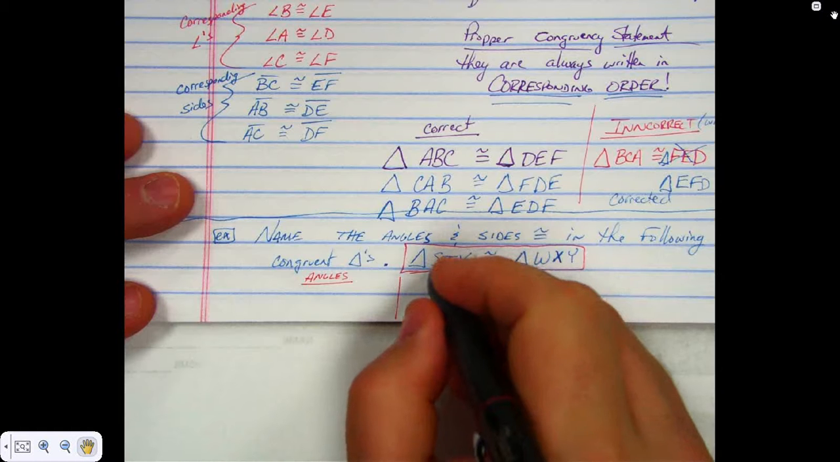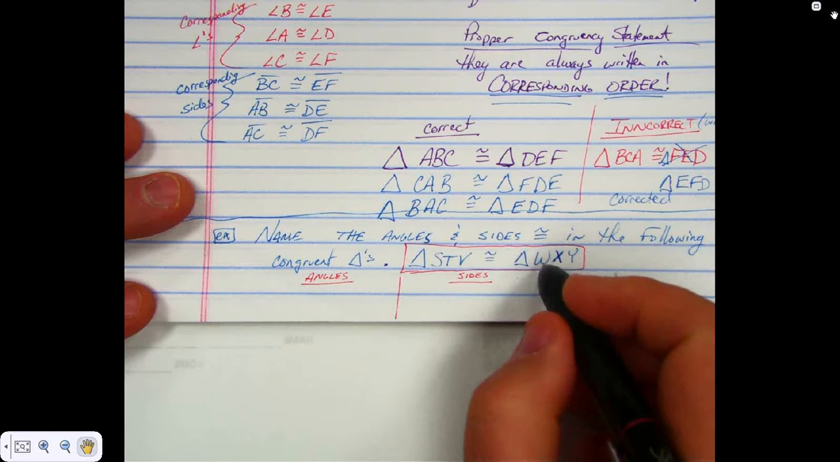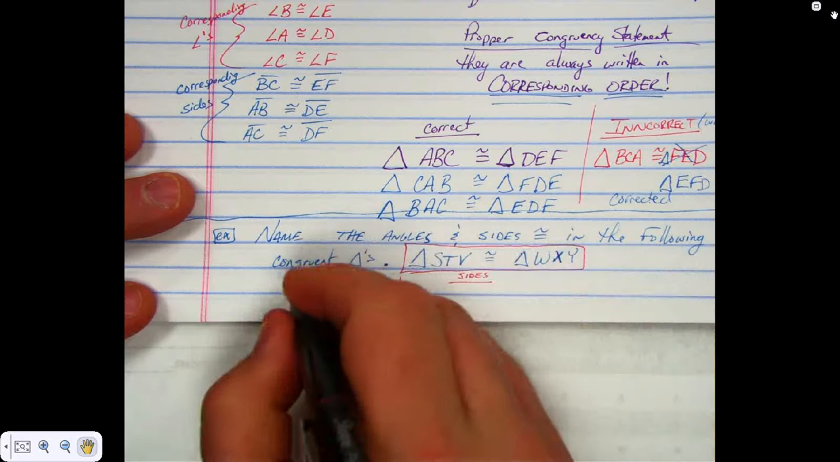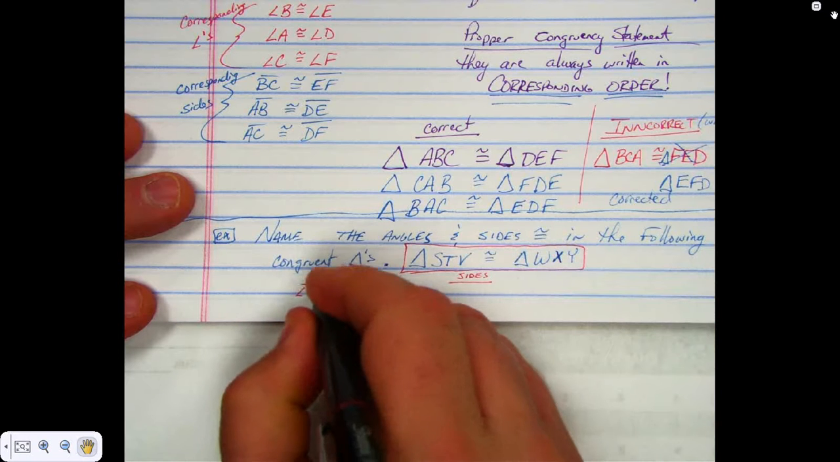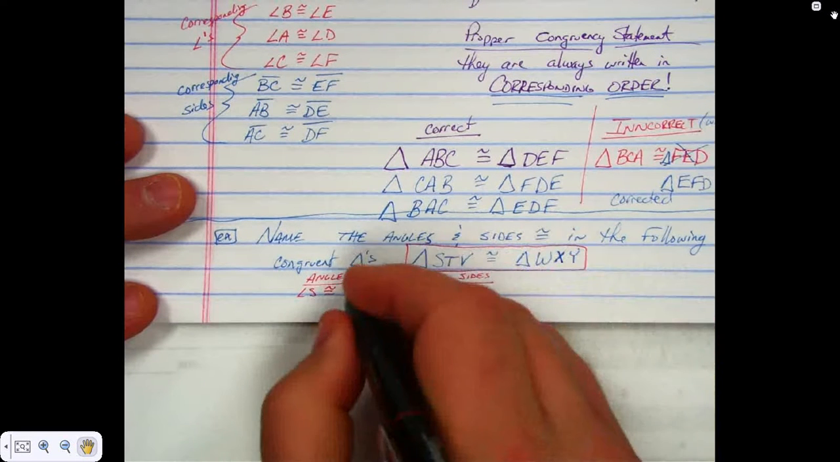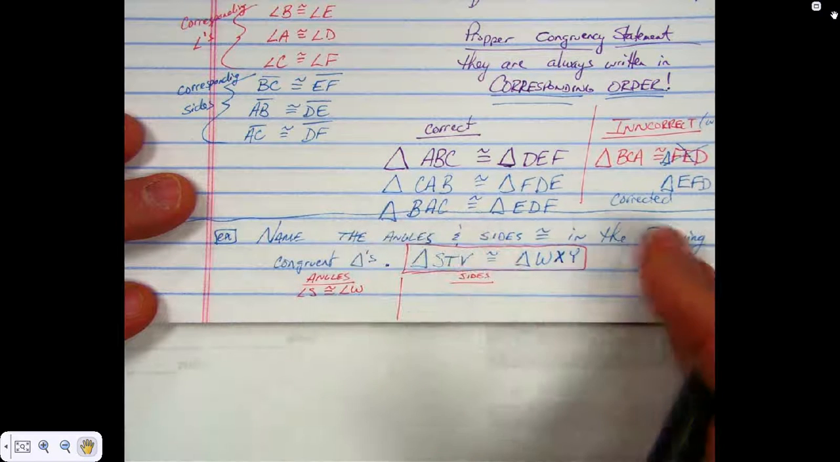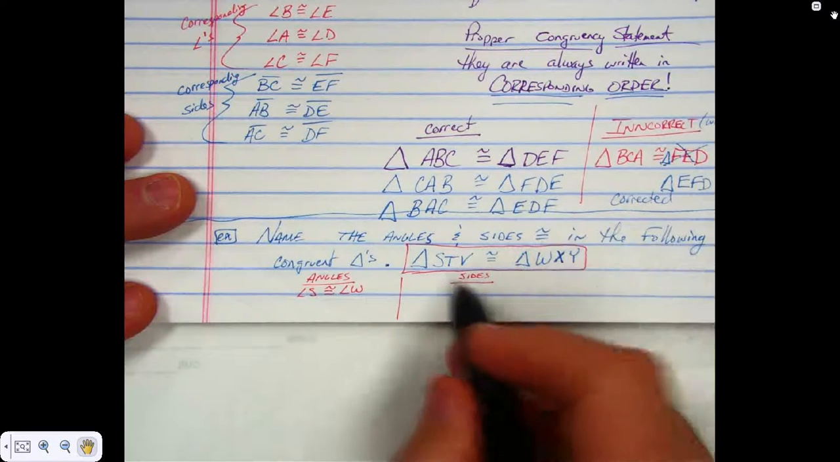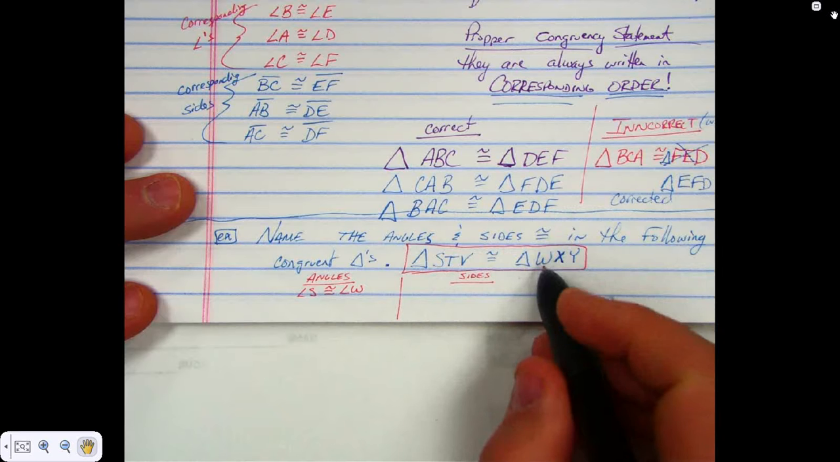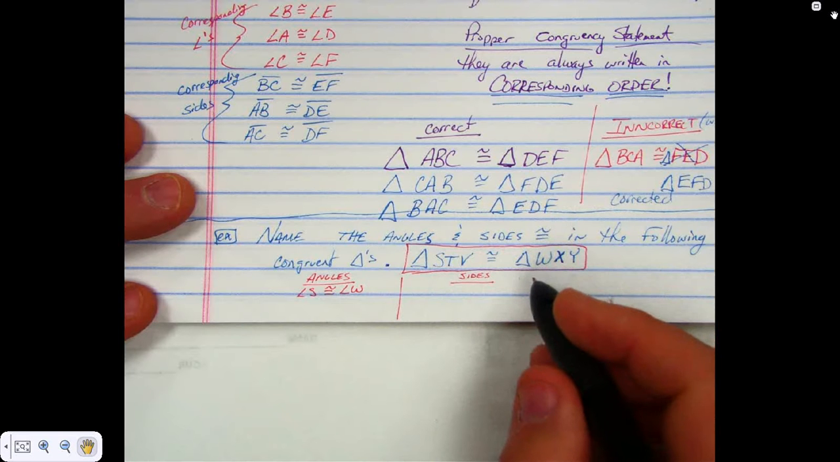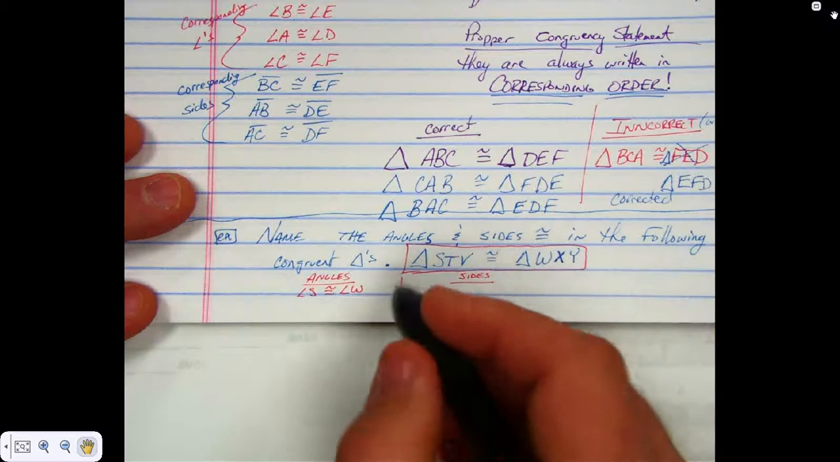I then know that the first thing written down in this triangle has to correspond to the what? First thing written down over here. So then I know that angle S has to be congruent to angle W, because they have to be in corresponding order, right? The copy of this has to be first on this one. I mean, you guys can understand the concept of order, right? What order things are in.